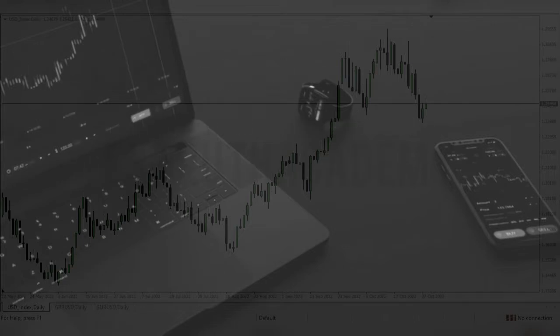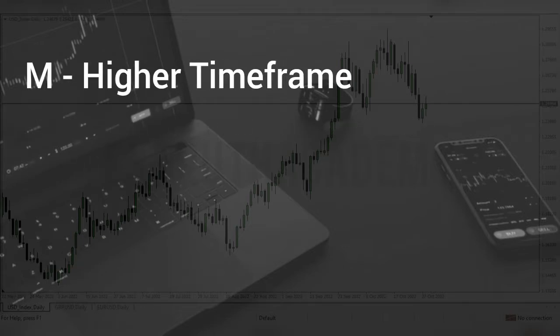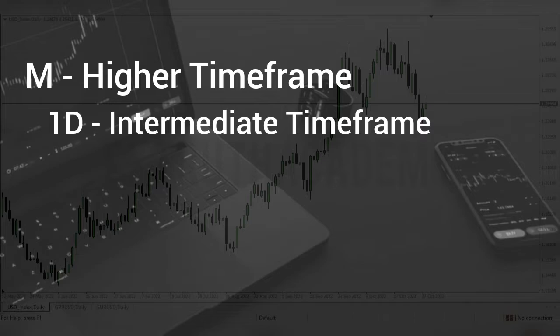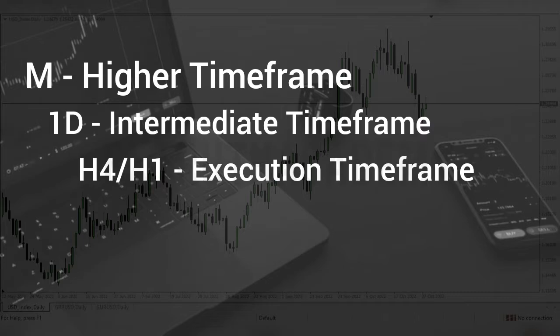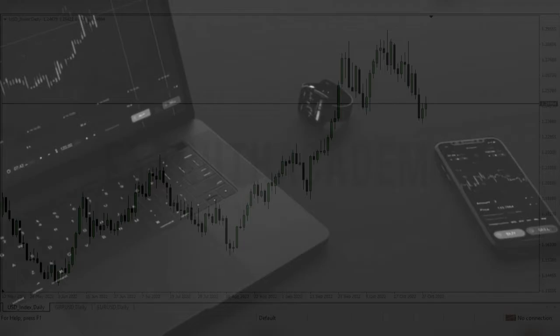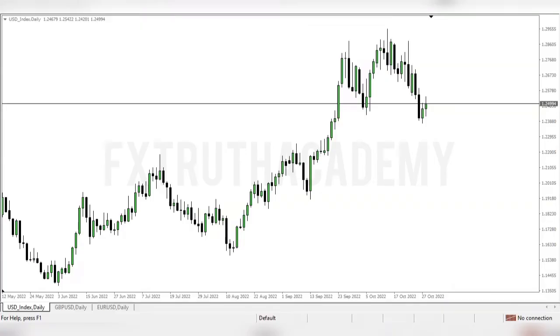Then if you are looking at the monthly time frame to key off your higher time frame objective for institutional order flow, then you want to look at the daily for your intermediate time frame objective, and you want to look at the 1 hour or 4 hours for placing your trades, which will be your execution time frame. So these are the ways you can blend them.